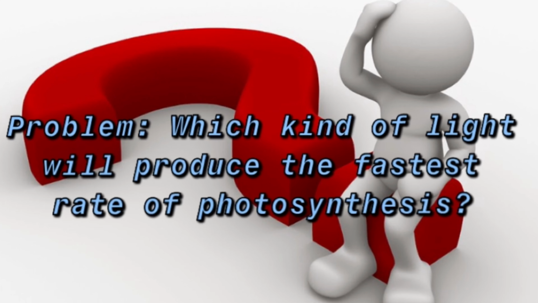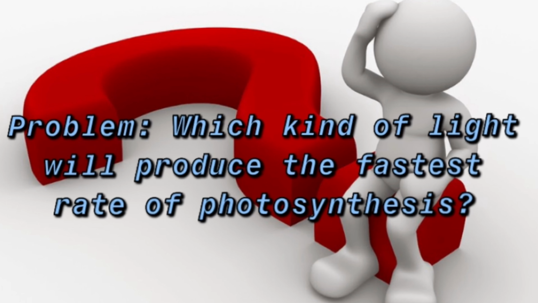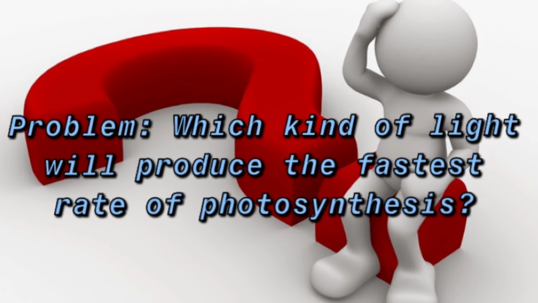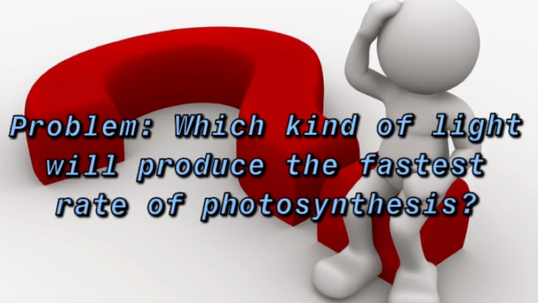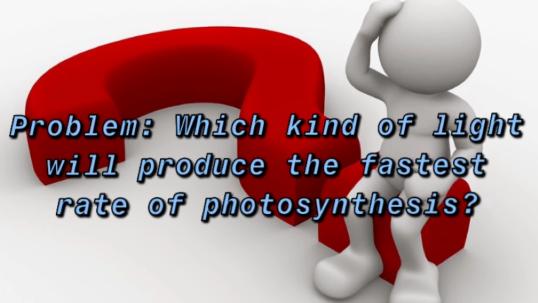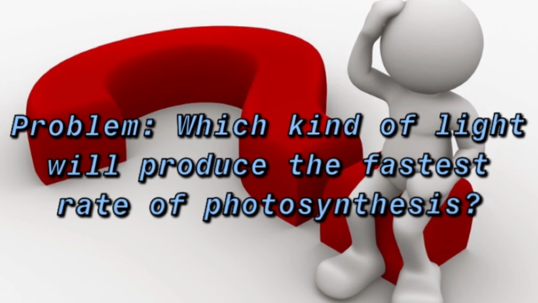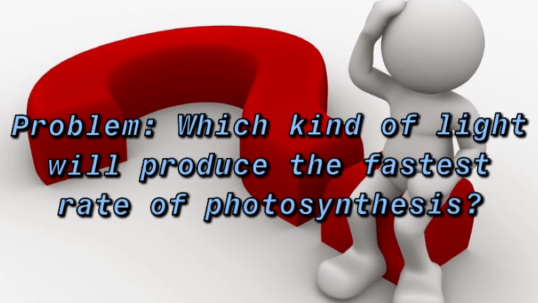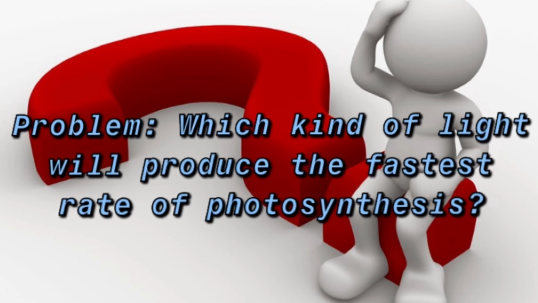Our problem that we will be exploring in this experiment is which kind of light will produce the fastest rate of photosynthesis. You can use your pre-existing knowledge of photosynthesis, factors affecting photosynthesis, and respiration to hypothesize what you think will happen in this experiment. Hint: the sodium bicarbonate increases the amount of carbon dioxide dissolved in water.